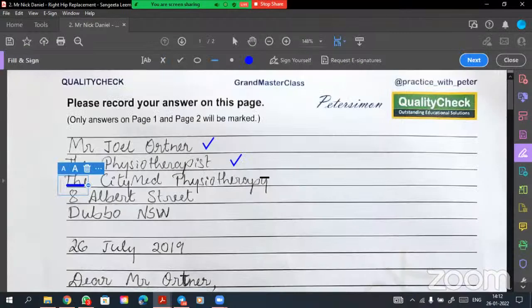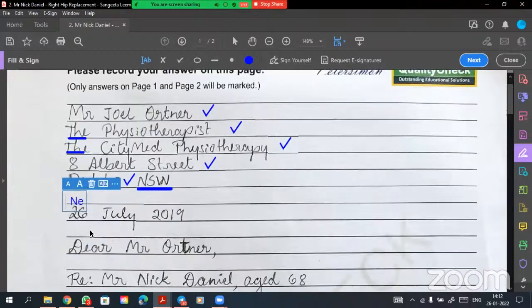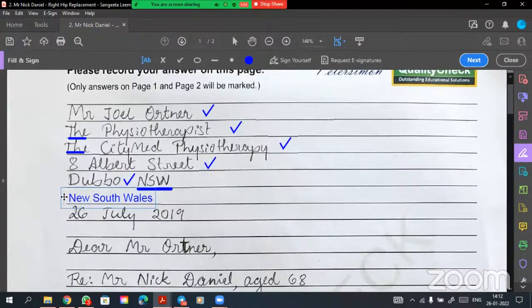City Med Physiotherapy. That's fine. 8 Albert Street. Very good. Dubbo. NSW. You can write New South Wales. Dubbo is correct, in New South Wales. If you don't know, you can just write NSW, no problem, but write it on the next line. So in case we don't know the full form, we can write NSW.